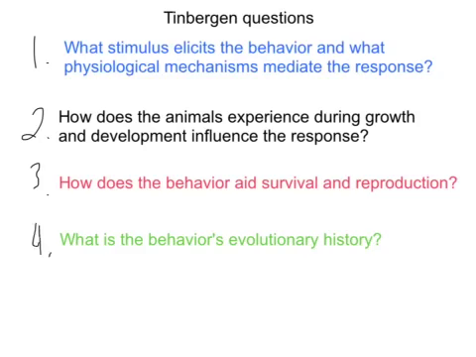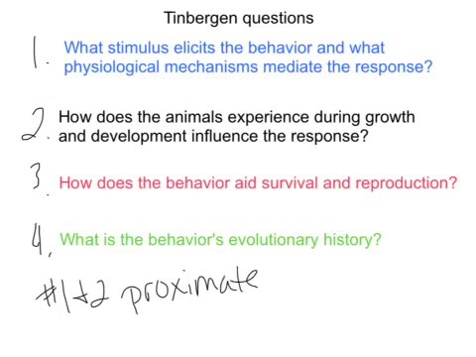When looking at these questions, remember we talked at the very beginning that we had both proximate and ultimate questions. Numbers 1 and 2 are what would be considered proximate questions, dealing more with the stimulus and the physiological change. Numbers 3 and 4 are ultimate questions, referring more to the evolutionary aspects of the behavior. But the thought is that these four questions can be used to basically understand any kind of animal behavior.